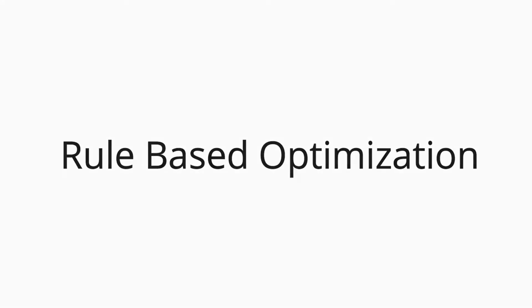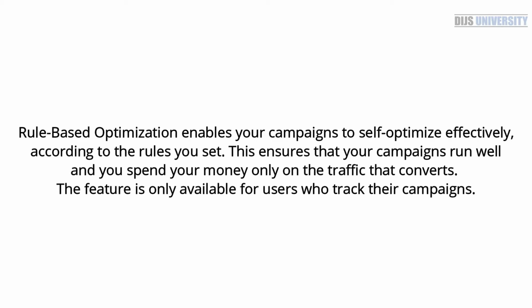Rule-based optimization. Rule-based optimization enables your campaigns to self-optimize effectively according to the rules you set. This ensures that your campaigns run well and you spend your money only on the traffic that converts. The feature is only available for users who track their campaigns.